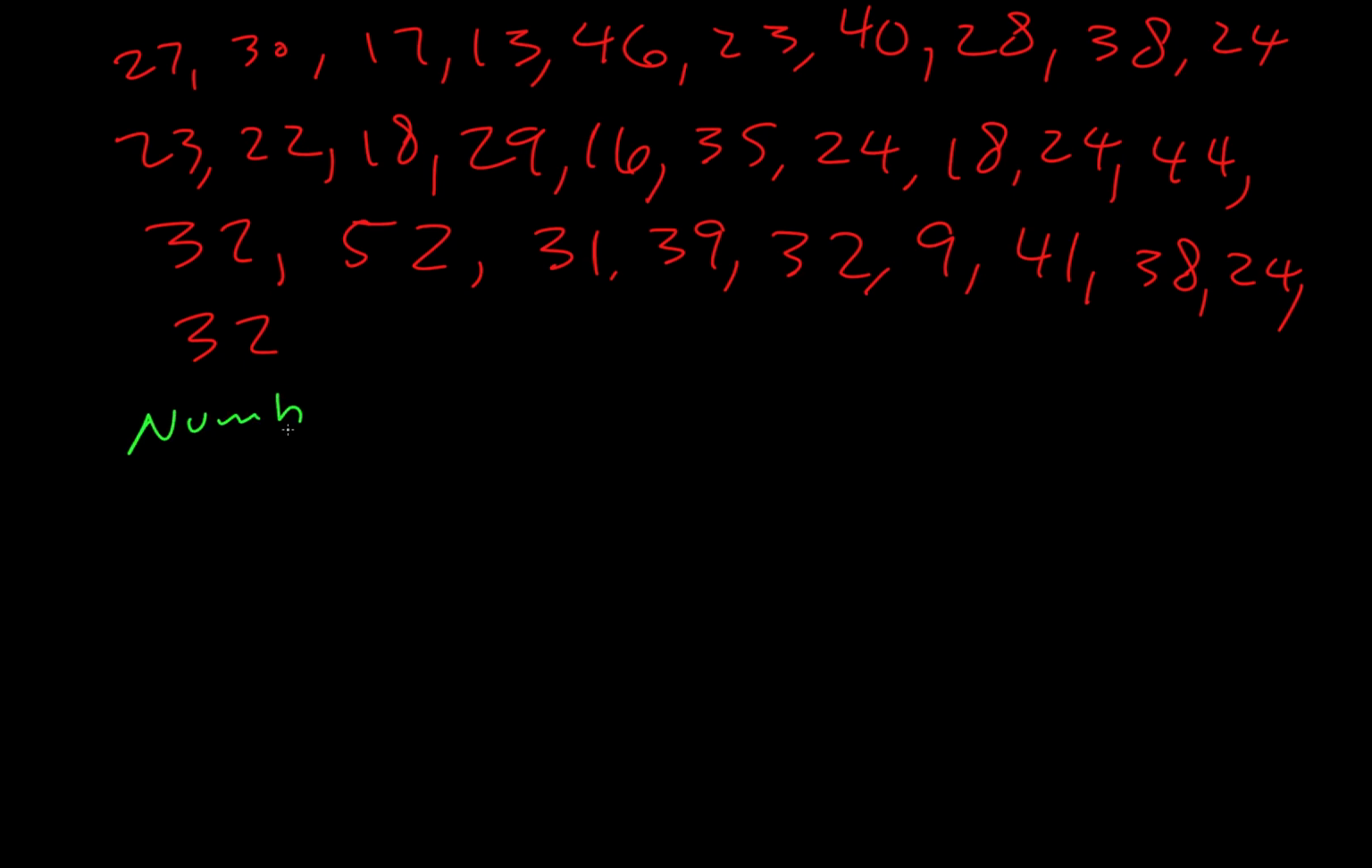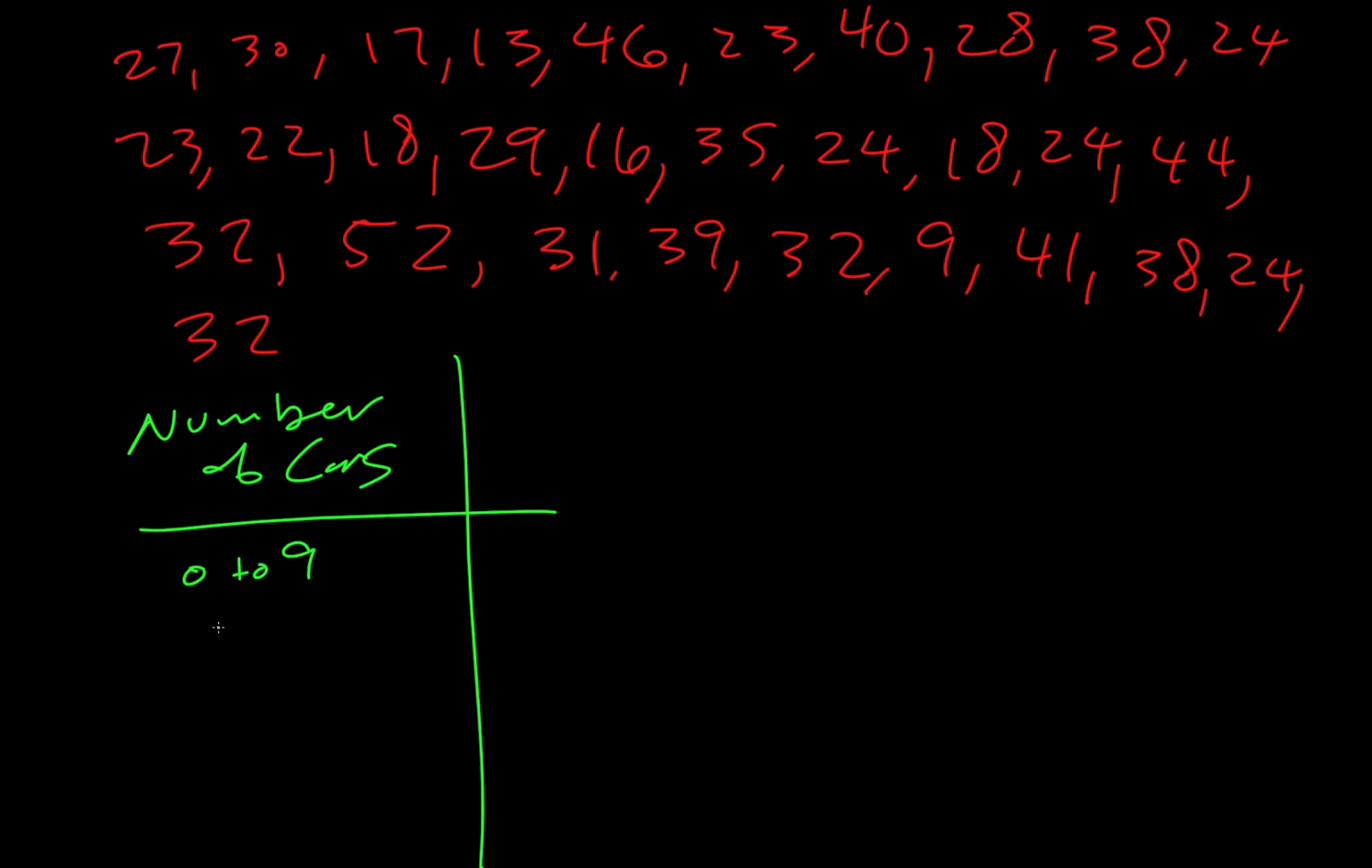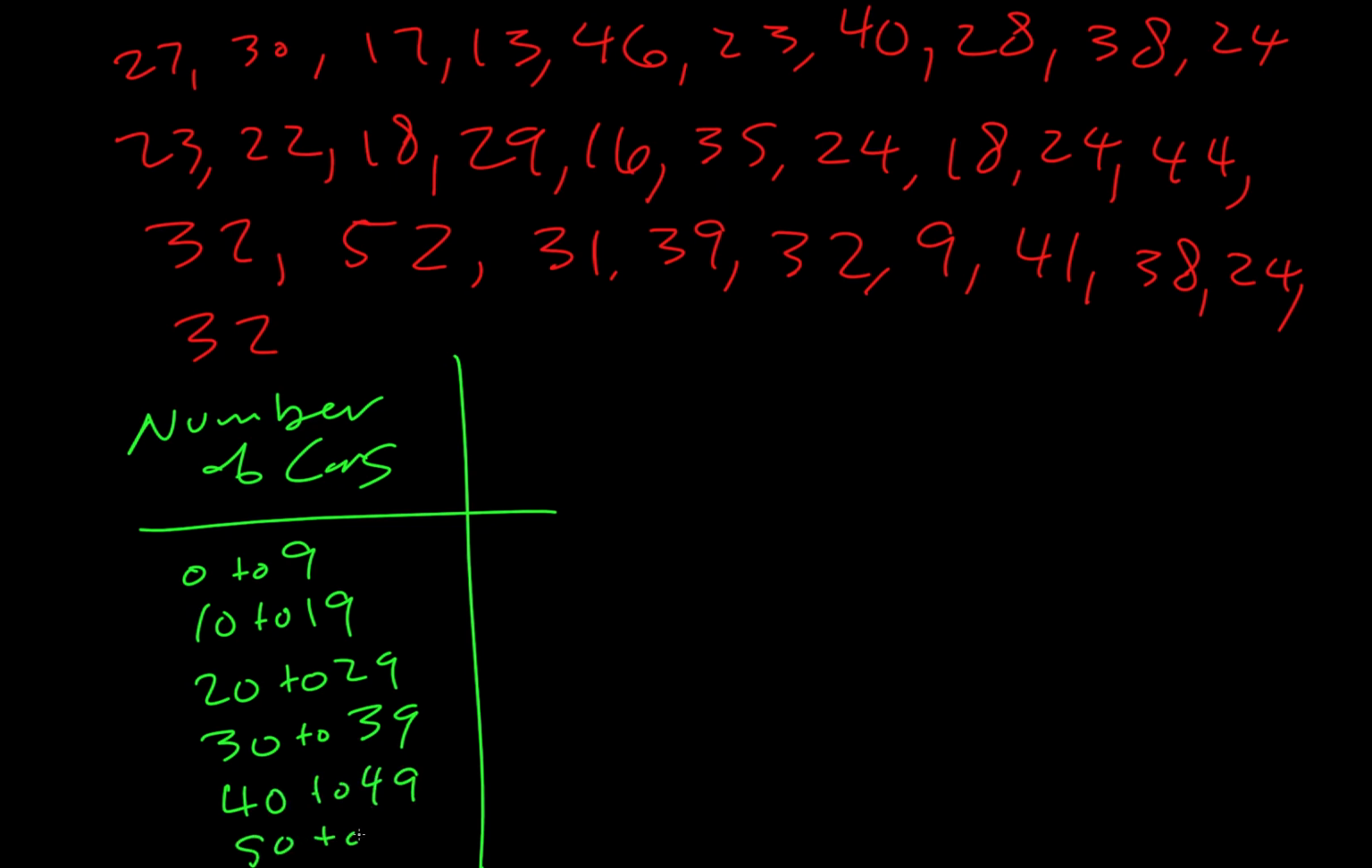So number of cars, and then we're just going to count them in different ranges. So 0 to 9, and then 10 to 19, 20 to 29, 30 to 39, 40 to 49, and then 50 to 59. So once again, I'm going to skip the tally and just jump to the frequency.